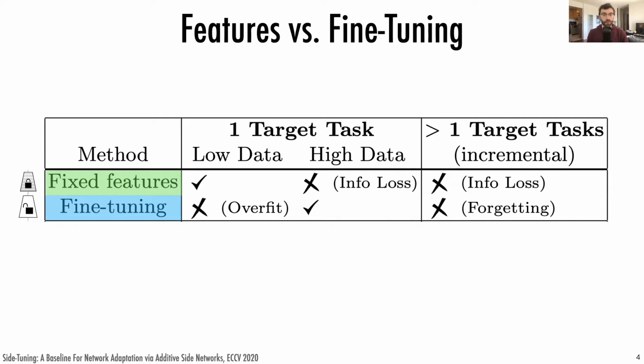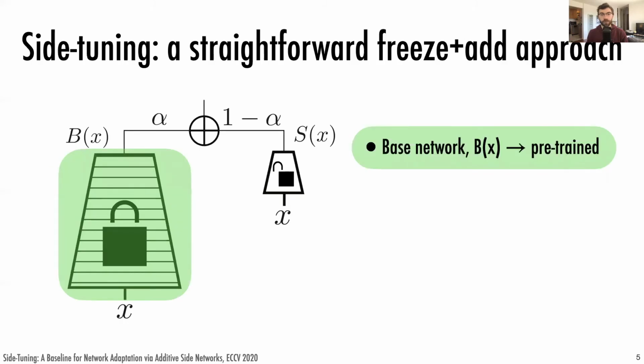Fine-tuning takes a different approach and updates all the parameters during training. This leads to good long-term performance, but for limited data, it can actually lead to significant overfitting. Side tuning is a straightforward freeze and add approach that seeks to mitigate both of these issues.